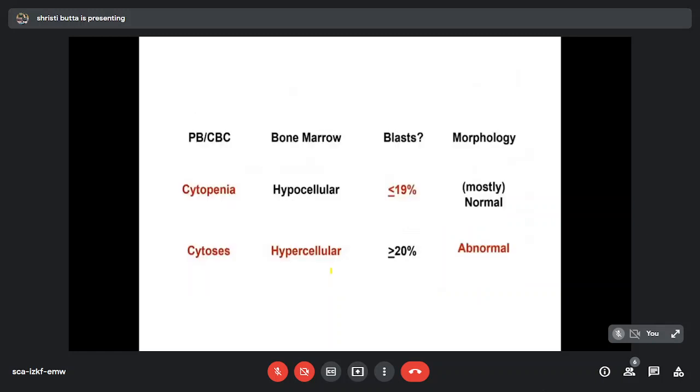Now, coming to our final category, where you have cytopenias and/or cytosis in peripheral blood. Marrow is hypercellular, and the blast is less than 20%, and the morphology is abnormal. So what do you think this could be? Hypercellular bone marrow in a patient who is having either a cytopenia or a cytosis on peripheral blood, a blast count which is less than 20%, and the morphology is abnormal. What do you think it could be?